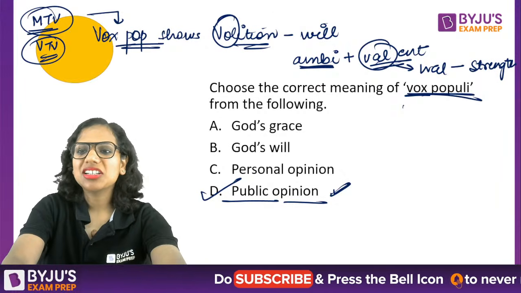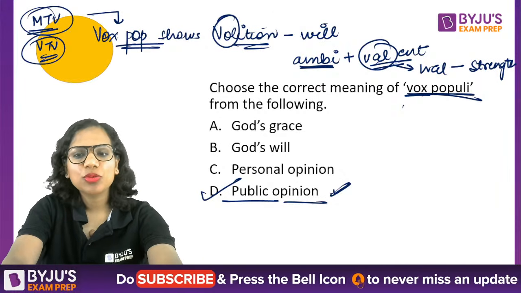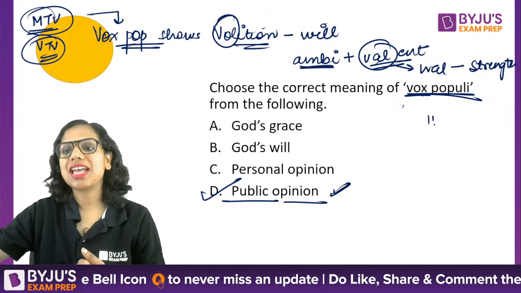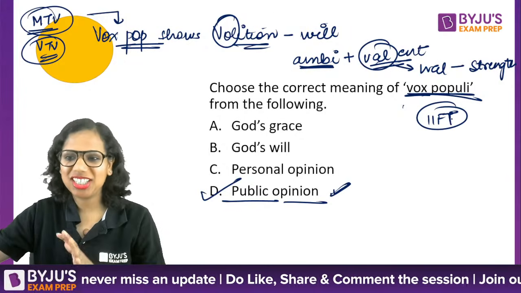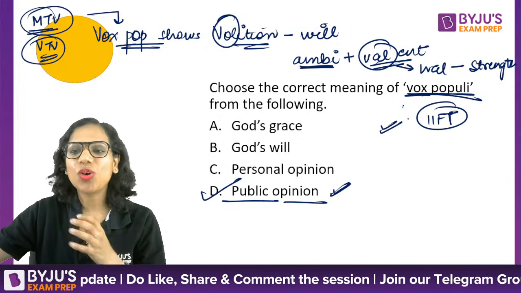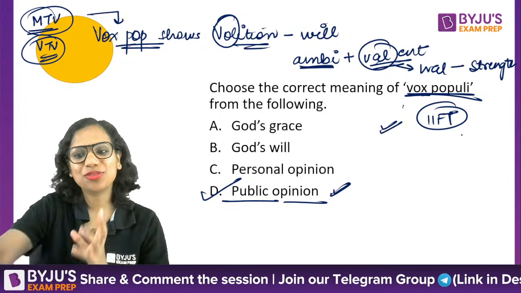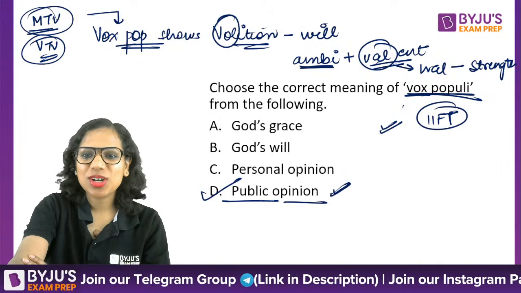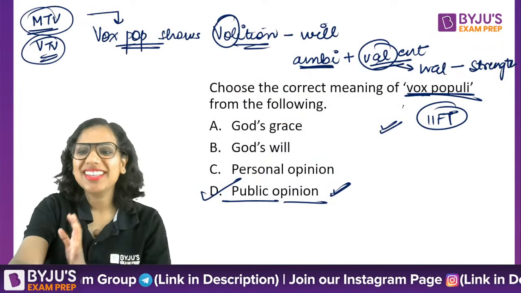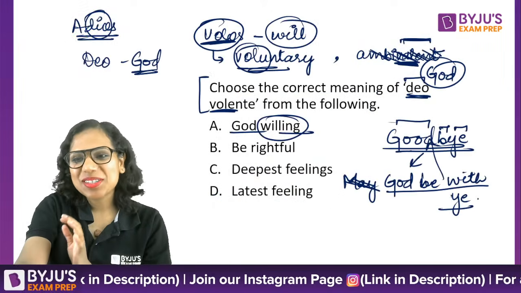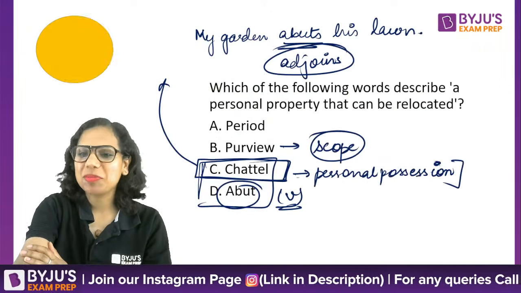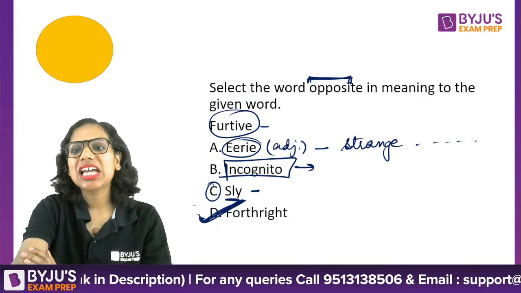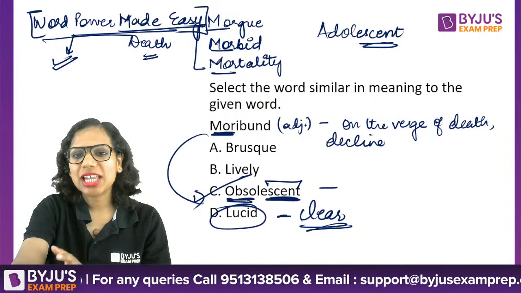So I hope this is clear. Dio, volente, vox populi. You should be aware of some migratory words. They have been asked in exams such as IIFT particularly. IIFT is big on asking you difficult and different vocabulary questions. Okay, coming to our next. This was it. This is about migratory words. I told you we'll do some migratory words and some one-word substitution. We've done both, right? I hope these questions helped you.